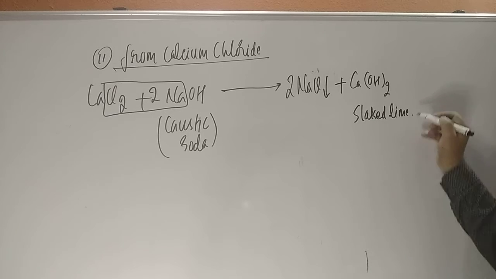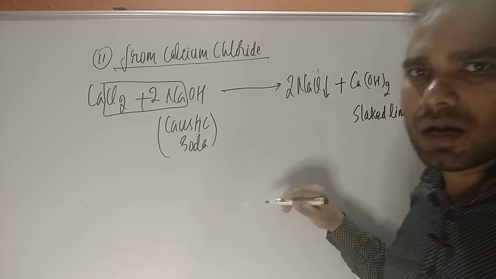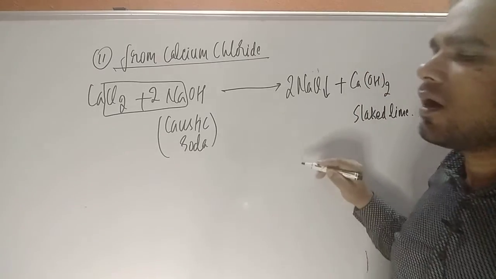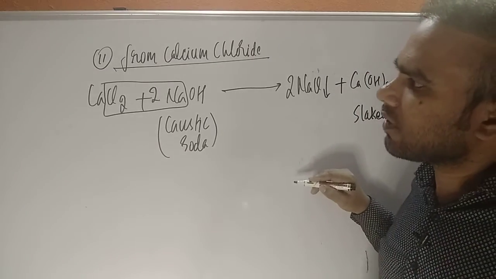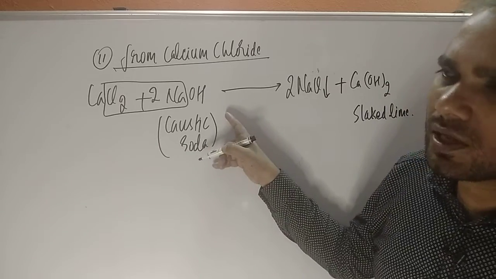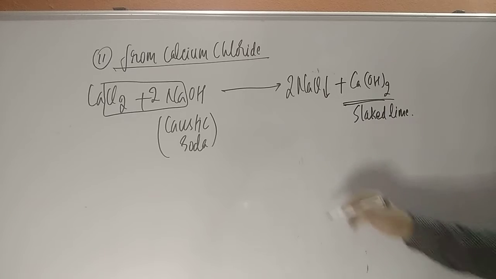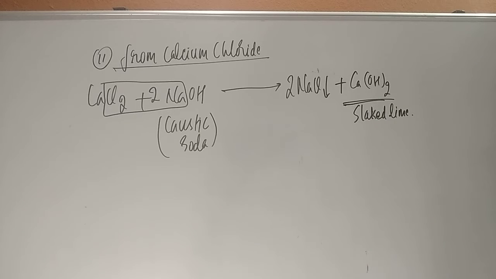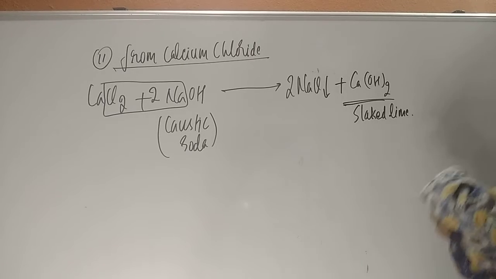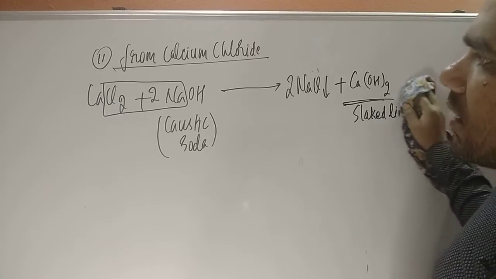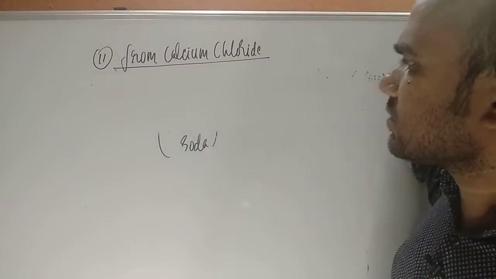So there are two methods of preparation. From quicklime you prepare calcium hydroxide, or from calcium chloride and sodium hydroxide you also get slaked lime. Now the next important point is chemical properties, which we have to study. Some chemical properties are very important, which you always have to keep in mind.